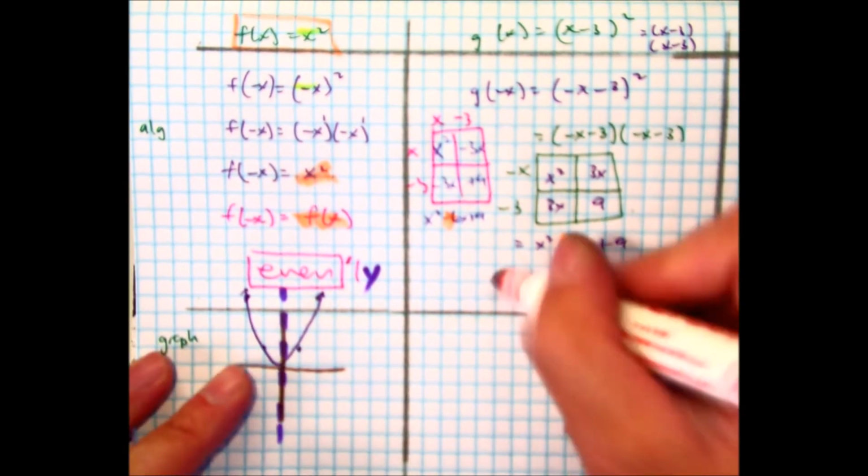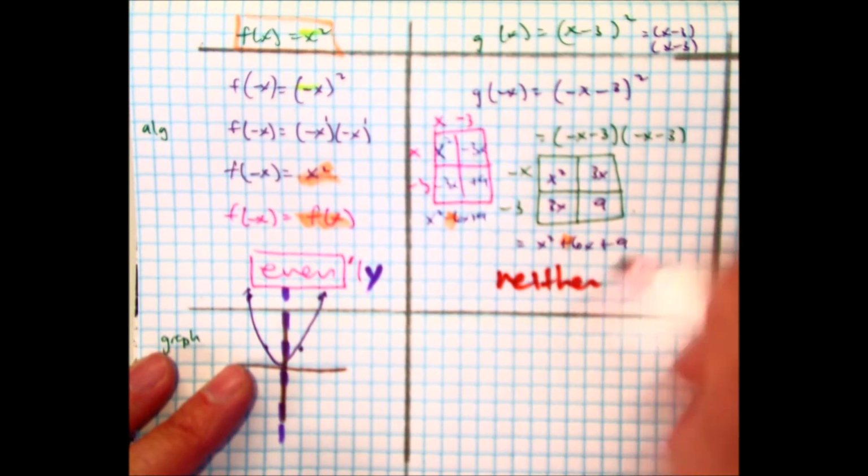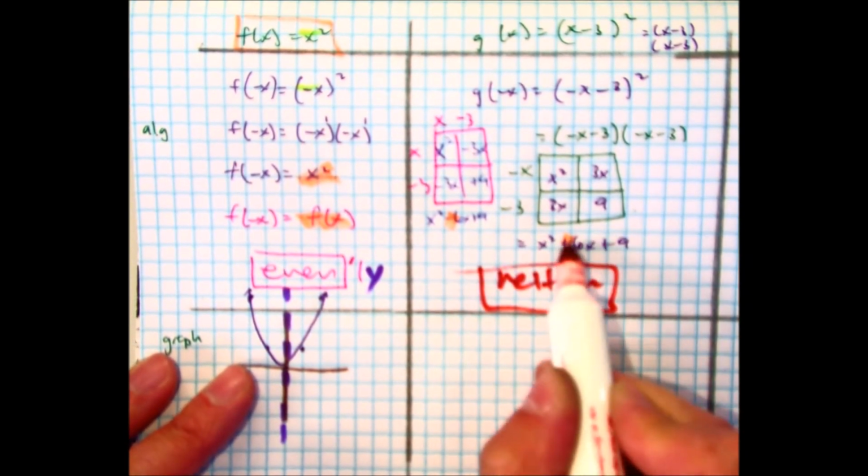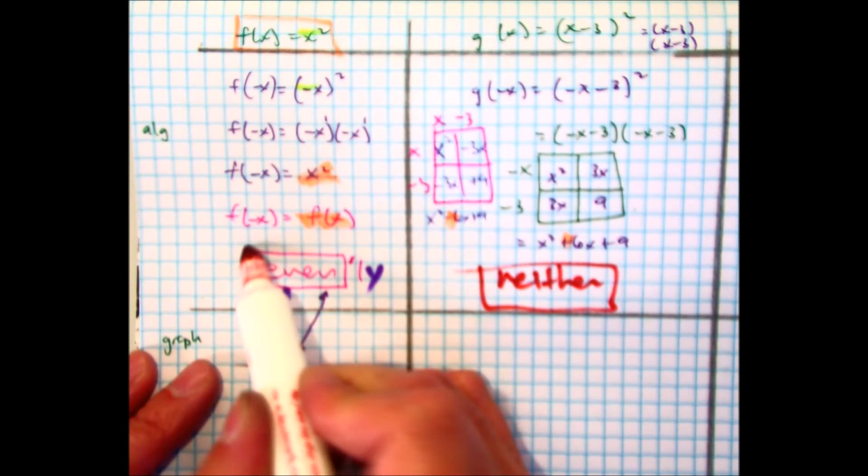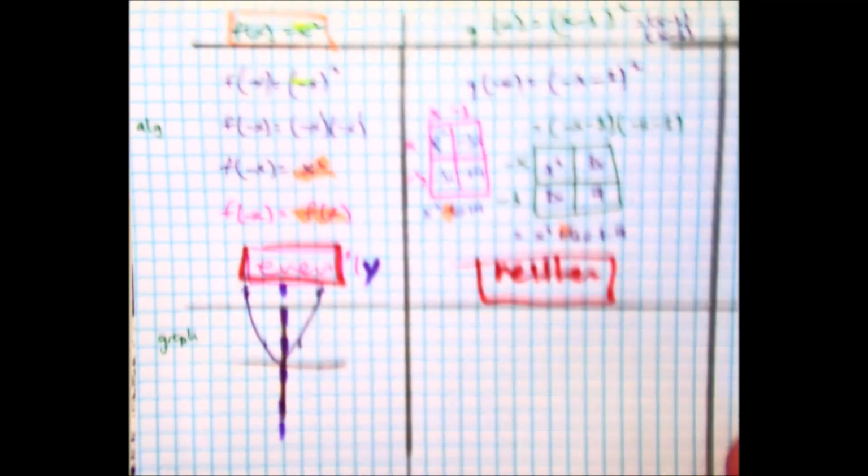So this answer is neither. It's neither because it's not exactly the same. This one has a positive, that one has a negative. Let's graph it.